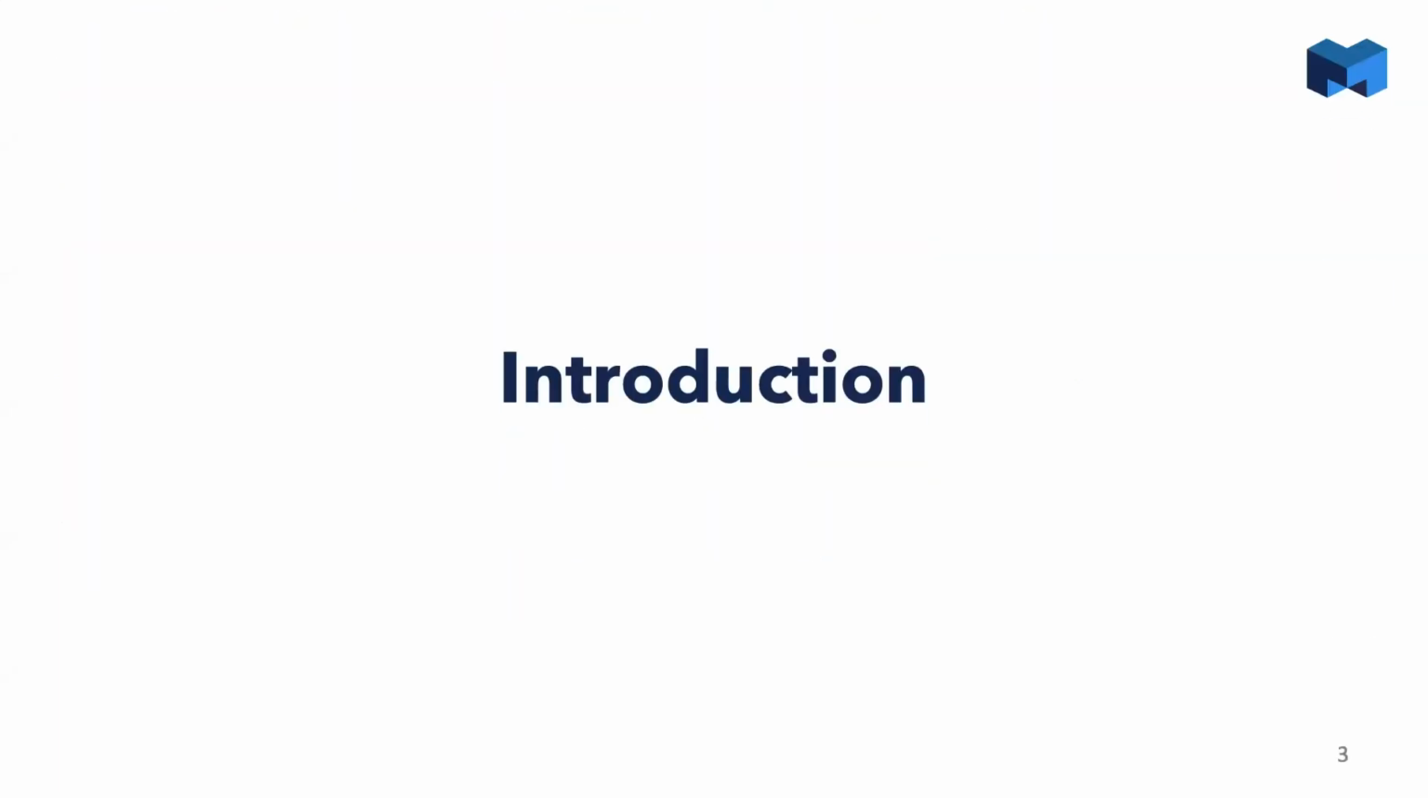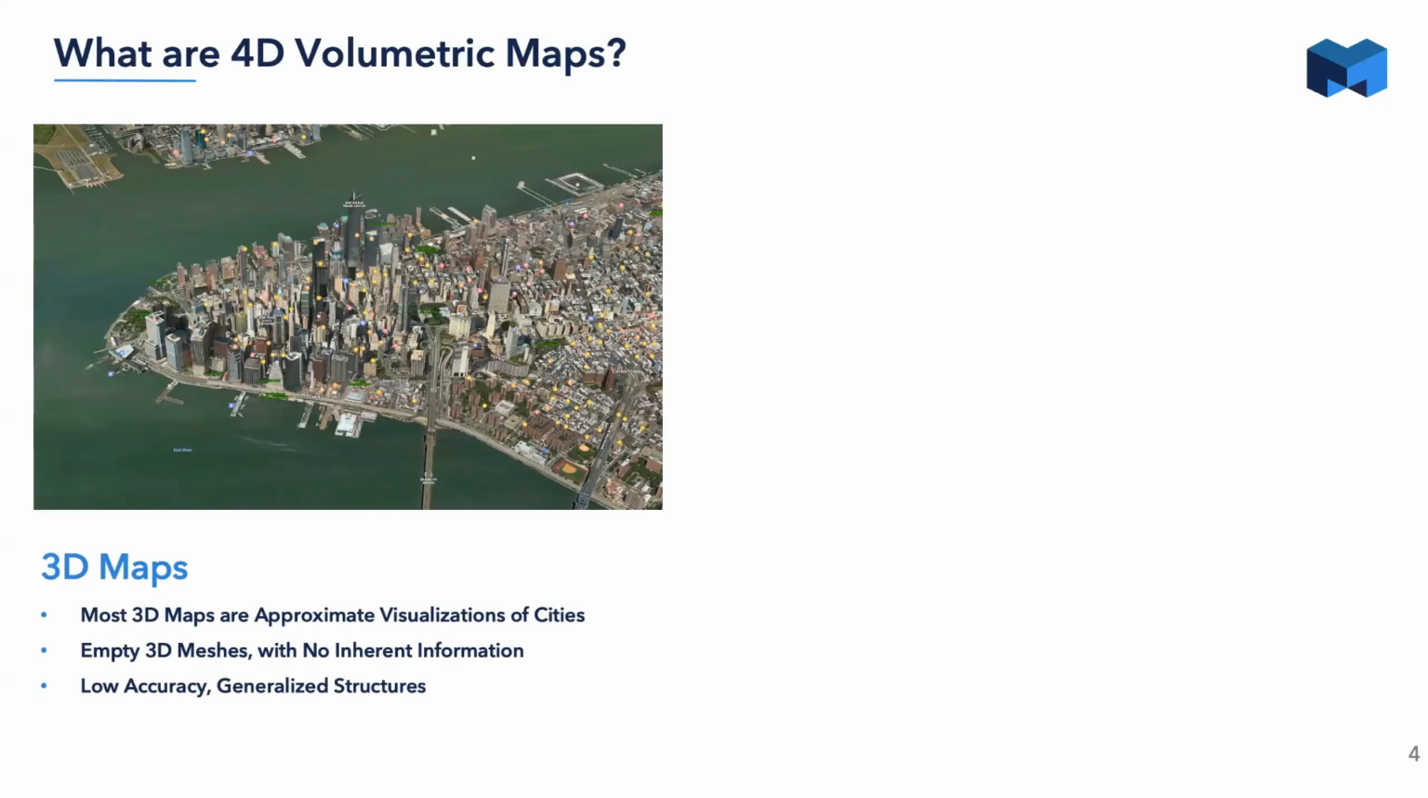So moving on. What are 4D volumetric maps? To define this, I just want to spend a few minutes looking at 3D maps. And 3D maps to different people mean different things. Most people will visualize something like this. This is a screenshot from Apple's 3D maps. It looks very pretty. It's designed for consumers to use and to interact with as well.